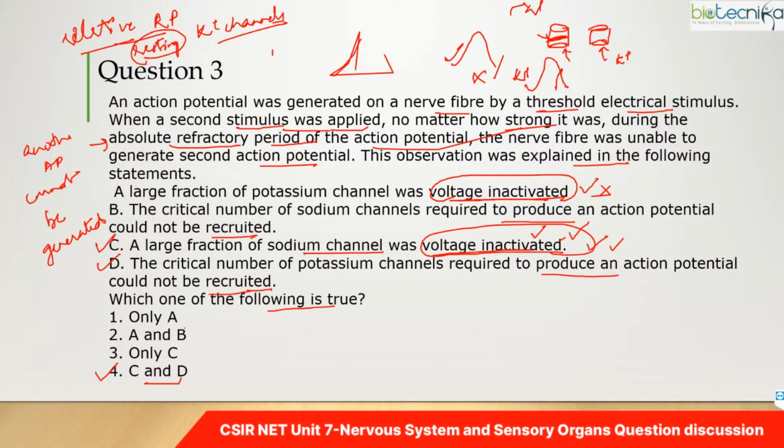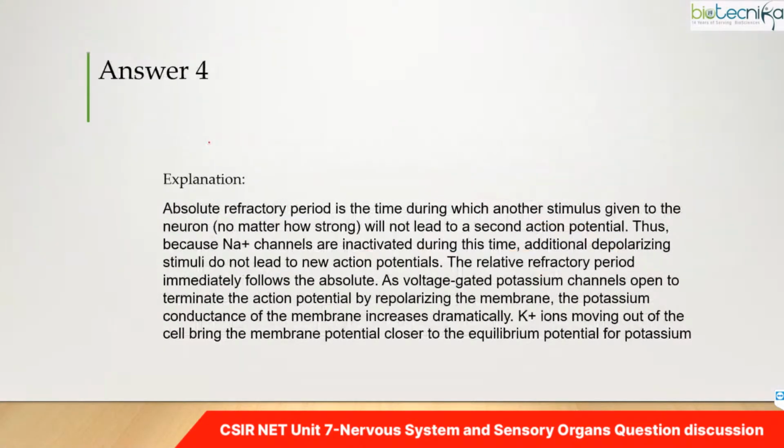B says the critical number of sodium channels required to produce an action potential could not be recruited. This statement will not be correct, because here you're talking about one action potential already generated and you need to generate another one. For that, the sodium has to return back to its resting state, because it is in the absolute refractory period. Okay, so that is how we solve this particular question.